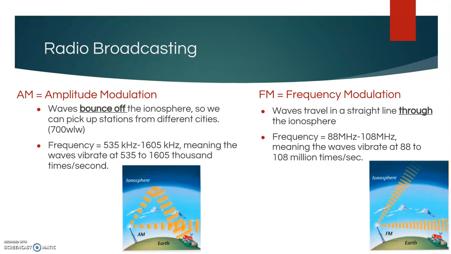So even though when you look at that dial and it says 700 WLW, you're thinking, oh, that's a big number compared to the FM station of 107.1. However, it's not million times per second, it's 1,000 times per second. So these waves do not have as much energy and frequency, and so therefore, when they hit the ionosphere, they do not have enough energy to make it through the ionosphere, so they actually bounce back down.